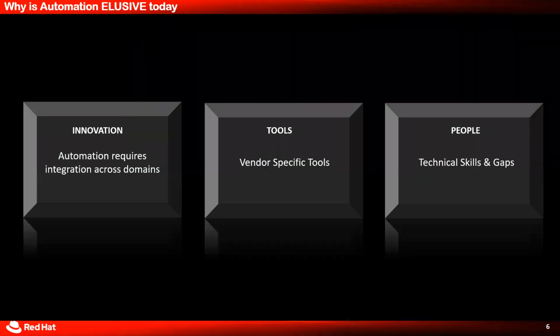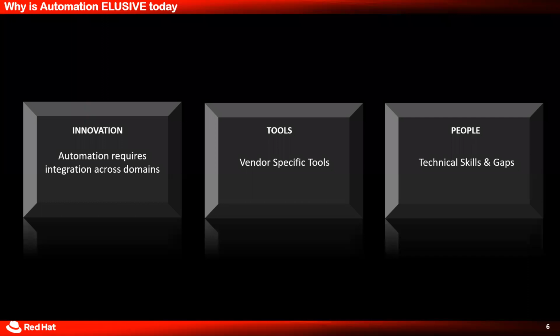Now, what is the problem in achieving this kind of automation? There are three key problems. First is innovation, next is tools, followed by the people. When I say innovation, automation requires integration across domains. So let's say if an organization has an automation tool, that automation tool should be able to handle any automation task across the domains. Let's take an example of Ansible itself. So if I have Ansible as an automation tool, right?